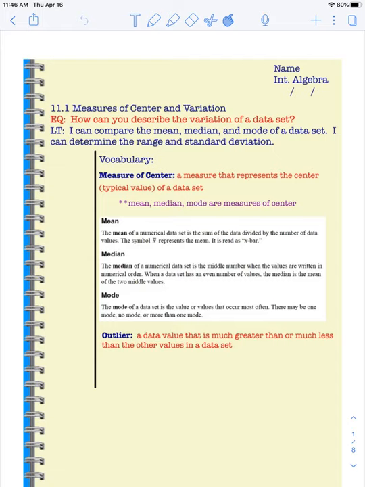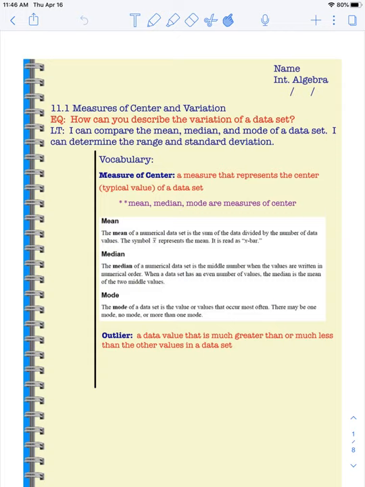All right, today's lesson is 11.1, Measures of Center and Variation. We're going to be looking at how you can describe the variation of a data set, and we'll also compare mean, median, and mode and determine the range and standard deviation.